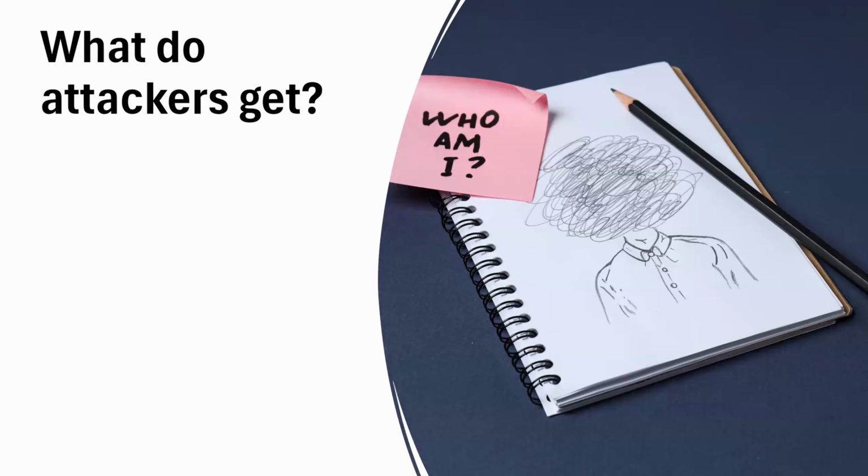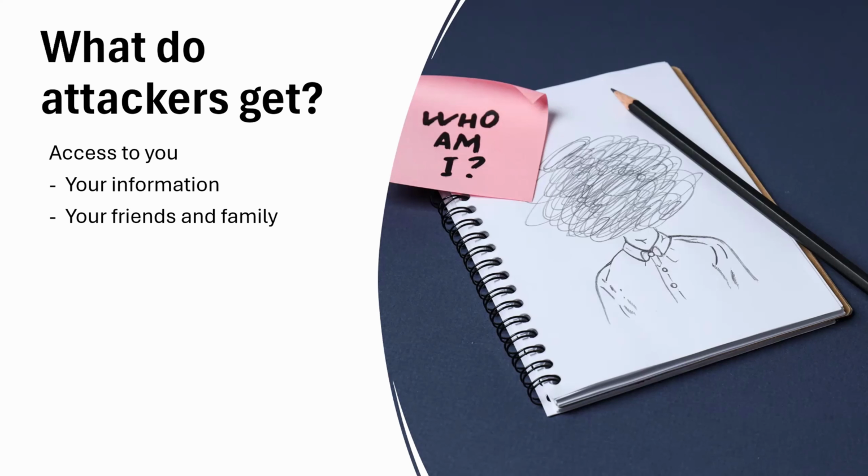So what are attackers after? Like what do they get from me? Well, first they get access to me. And one of the best things that they can get from me is my information. My information is currency. It can be sold, it can be bartered, it can be used. They get access to your friends and family. If they get access to your information, then they can use your information to then jump across.